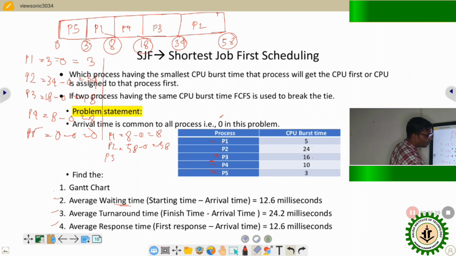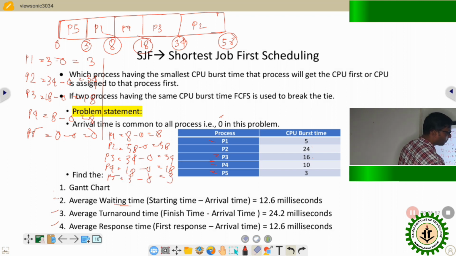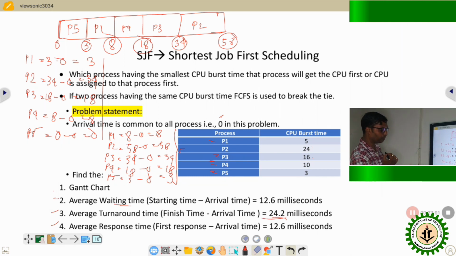For process P3, finish time is 34 minus arrival time 0, 34. For process P4, finish time is 18 minus 0, 18. For process P5, finish time is 3 minus 0, that is 3. Divided by 5, you will get the result 24.2 milliseconds average turnaround time.